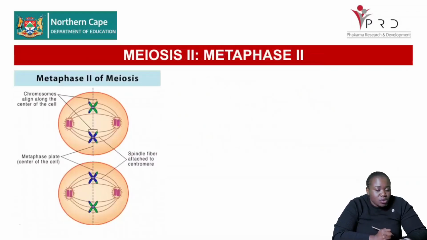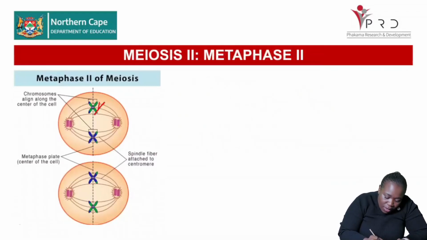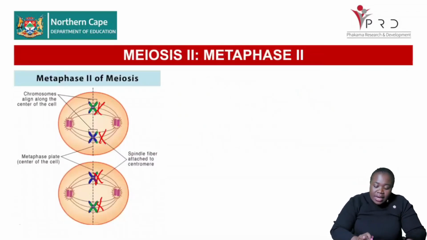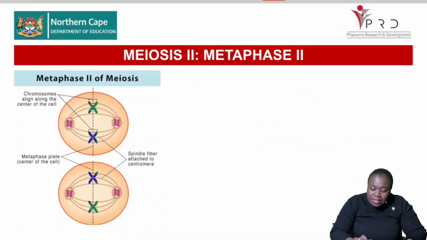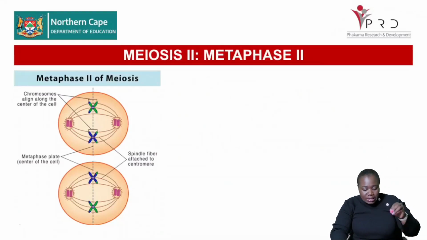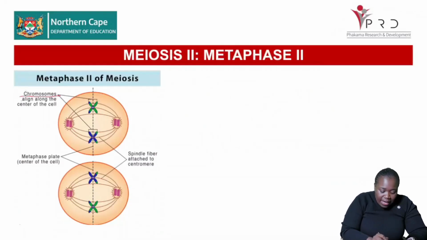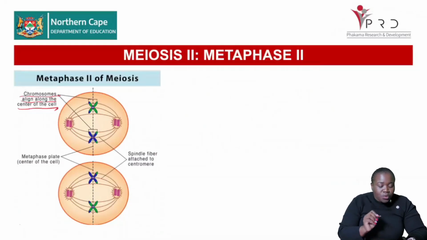Right, in metaphase II now, chromosomes again are aligned at the equator, randomly so. But the difference is that they are no longer aligned in homologous pairs. Remember, with what we were looking at, they were aligned like this in homologous pairs in metaphase I. Now in metaphase II, they are aligned singly. Chromosomes are aligned singly at the equator of the cell. Chromosomes align along the center of the cell. So these chromosomes are not in homologous pairs, but they are just single.